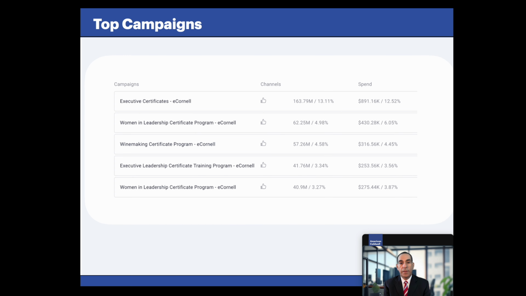The top campaigns here are for executive certificates, women in leadership programs, other executive and women in leadership programs, and the spend is pretty evenly distributed, as you can see from the numbers in the column at the right.